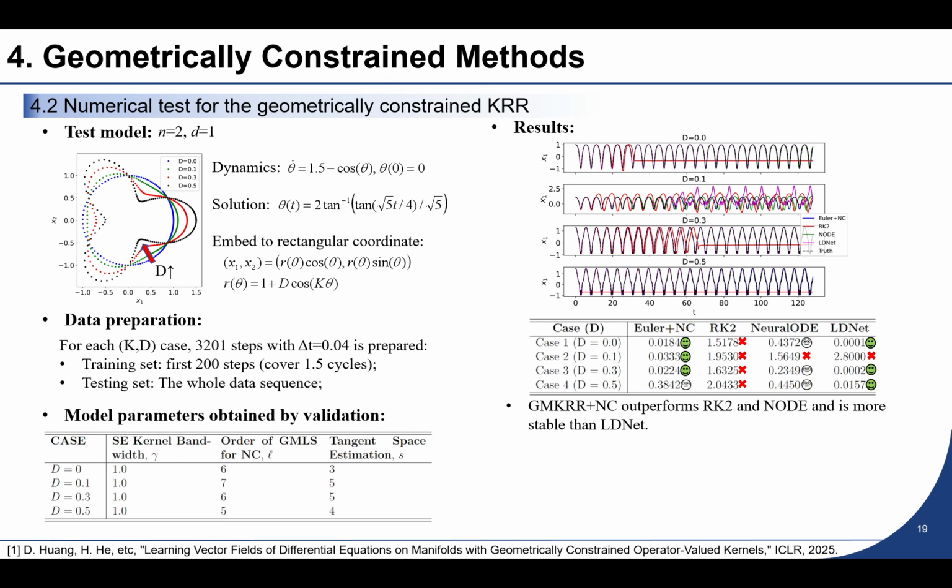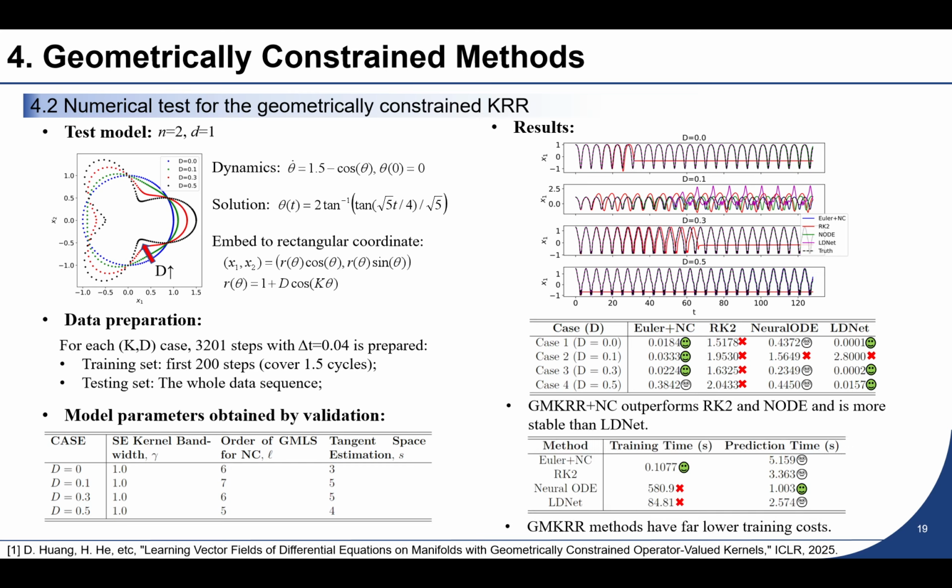The quantitative error table further confirms that the proposed geometrically constrained method outperforms the traditional RK2 and neural ODE, and is also more stable than AOD-NAT. Finally, the time comparison shows that the proposed geometrically constrained method achieves this accuracy with significantly lower training cost, making it well suited for computationally constrained scenarios.